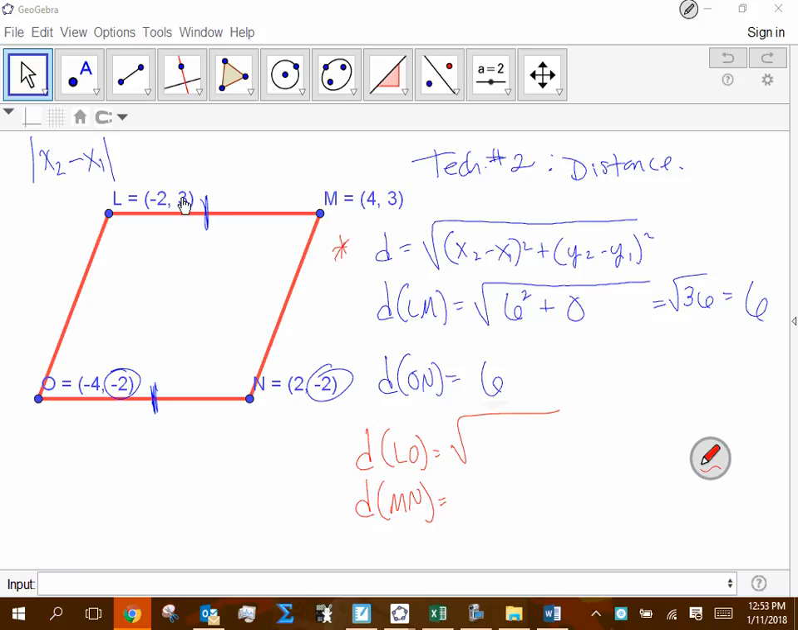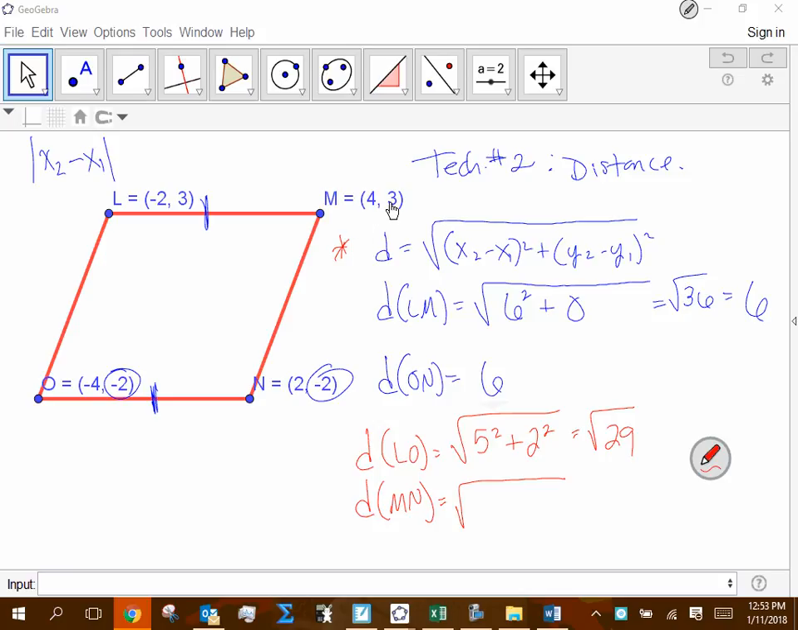If I go 3 minus -2, what's 3 minus -2? 5. Square that, right? Add to it. Now I'll go -2 minus negative 4 gives me 2. Square that. So I get 25 and 4, right? So that's root 29. And 29 is a prime number.